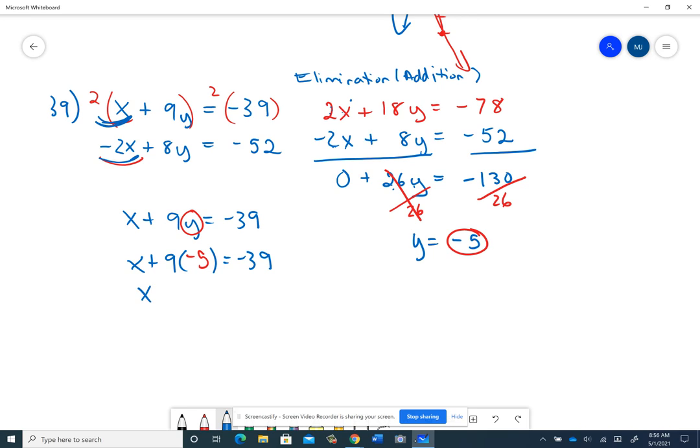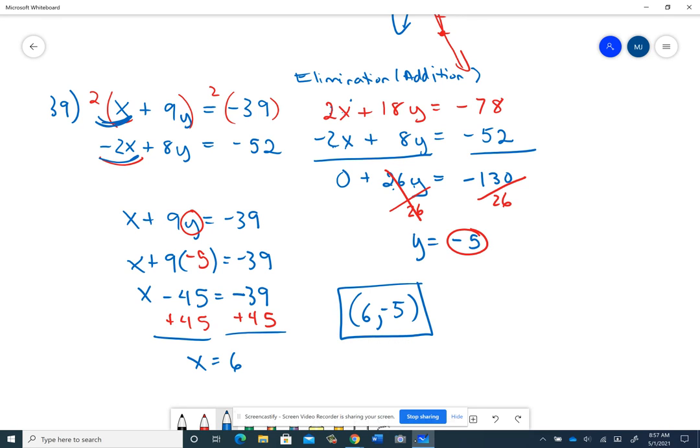So you have x minus 45 equals minus 39. So you'll add 45 to both sides to get your x. And your x turns out to be 6. And then remember that the answer is an ordered pair. So you come in and you write your answer as an ordered pair, and you put the x first and the y second.